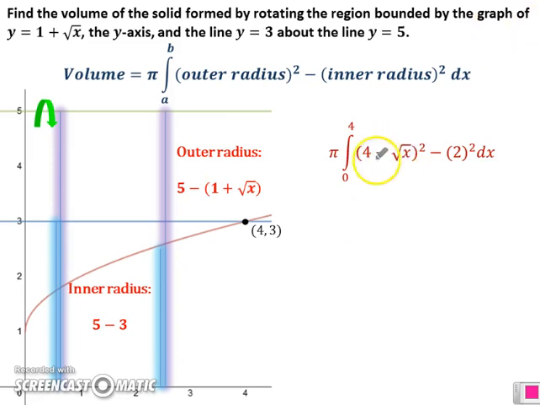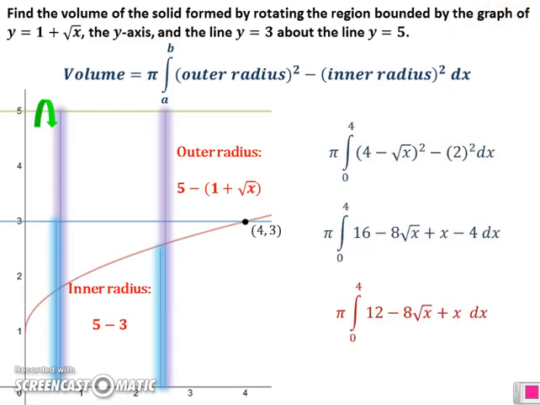So we're going to need to FOIL this out. First is 16, last is x. The inside is going to be 2 times negative 4 square root of x. And then we have a 16 and a negative 4 here. Let's combine those. Whoops, went backwards, sorry. Combine those, get a 12, and integrate.